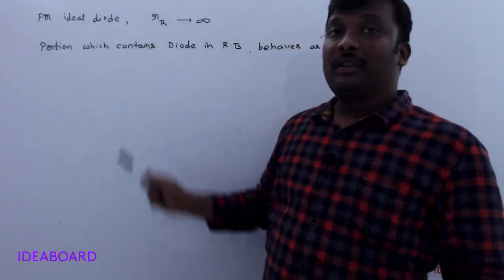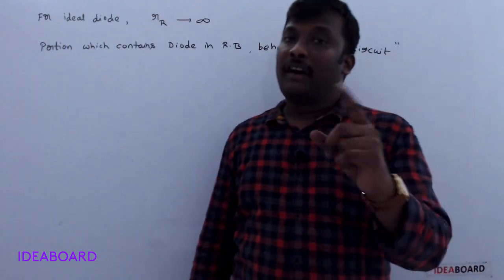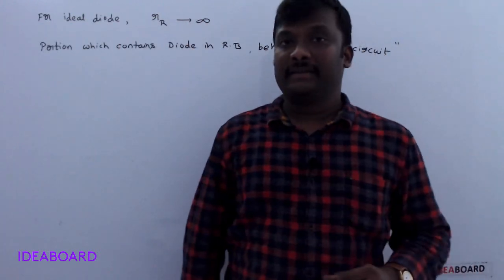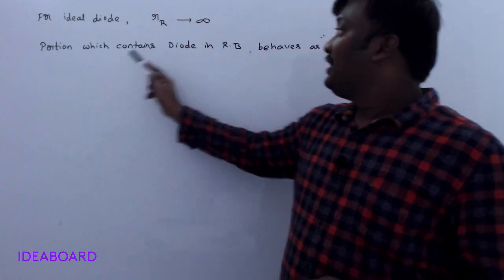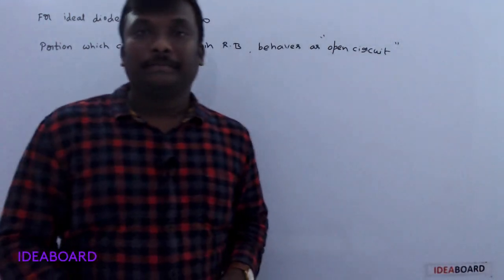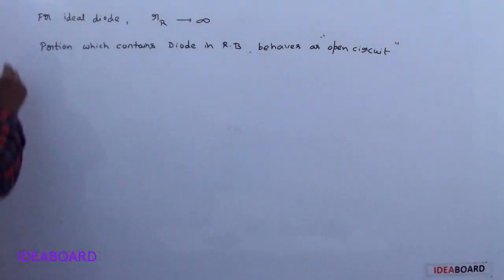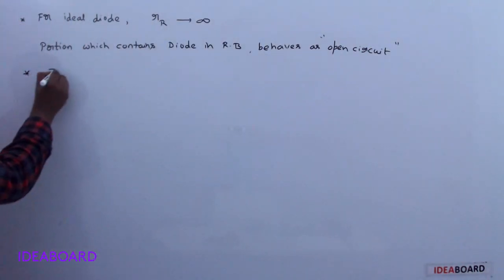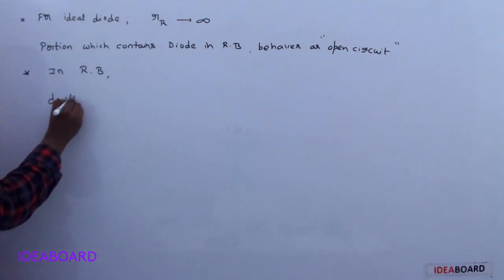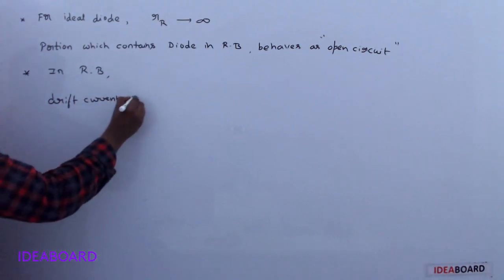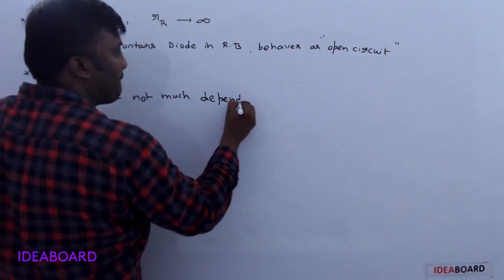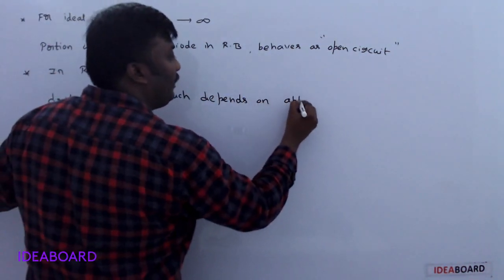Okay? For an ideal diode, reverse resistance is infinity and forward resistance is 0. So whenever resistance is infinity, there is no flow of current. That's why the portion which contains the diode in reverse bias behaves like an open circuit. Understand? And the second important point in reverse bias is that drift current does not depend much on the applied voltage.